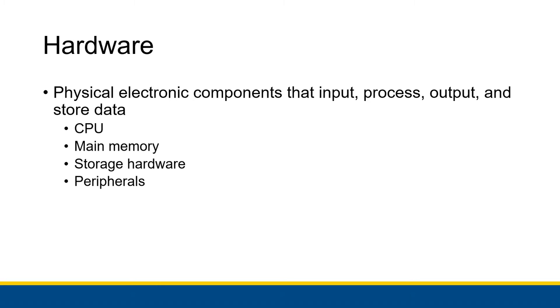Peripherals could be anything from the monitor of a desktop computer to a keyboard to a mouse, anything like that. Peripherals can also include storage hardware. USB flash drives are actually a form of storage hardware. They use similar technology to what SSDs use, but on a much higher level. Same with micro SD cards and all that kind of stuff.